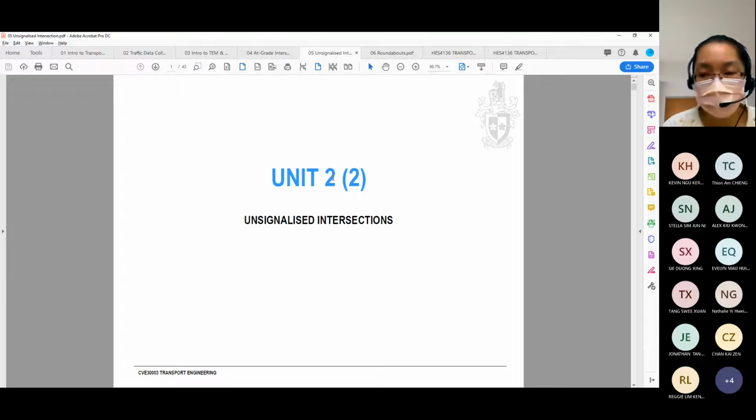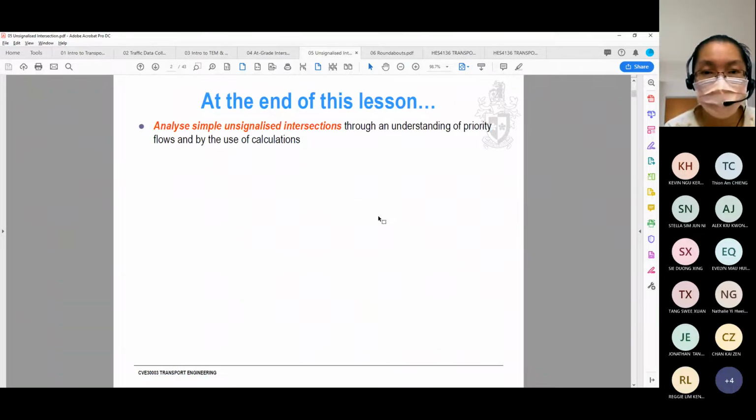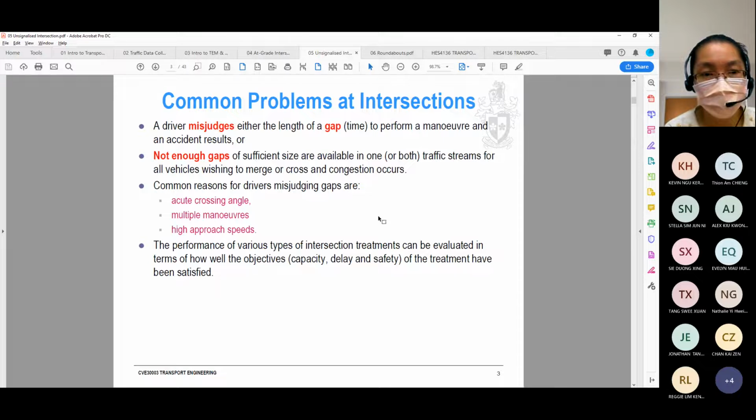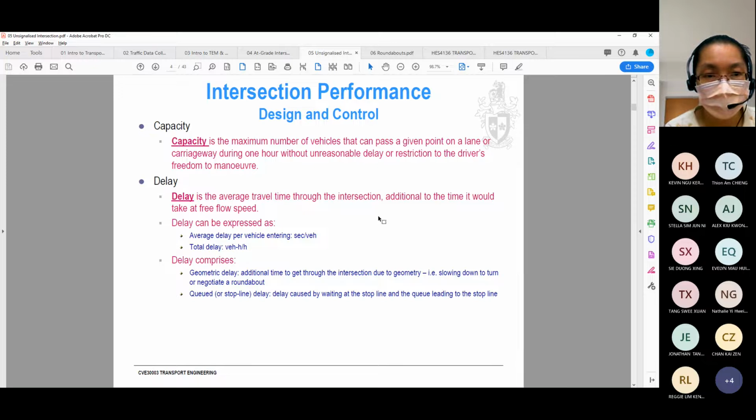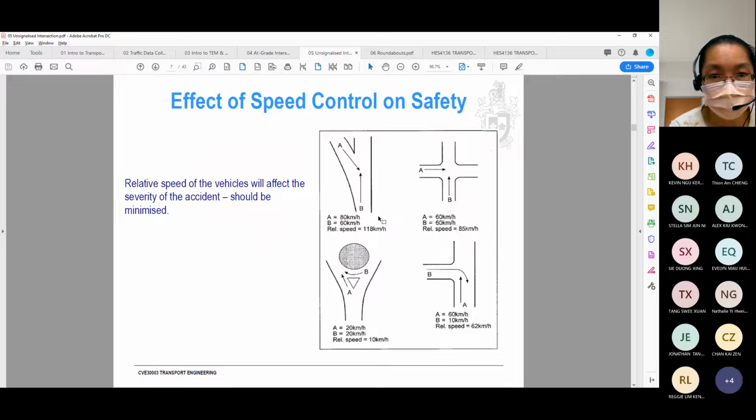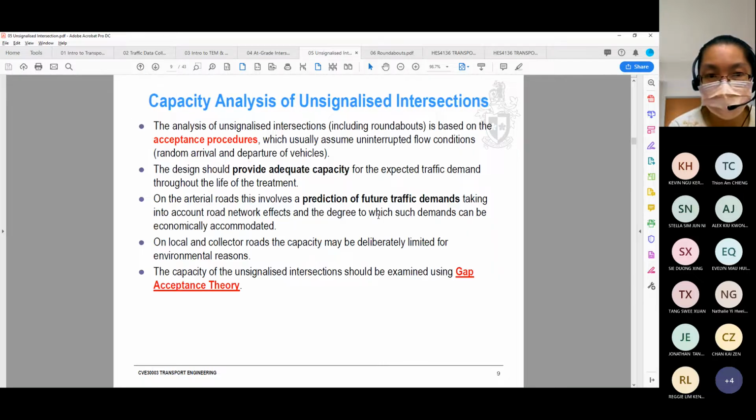Then moving on to week 5, we look at unsignalized intersections. In this topic, we are looking into the analysis for unsignalized intersections. This is purely analysis of intersections, and our analysis is based on the critical gap model. So you will need to know what the critical gap is, based on gap acceptance theory.